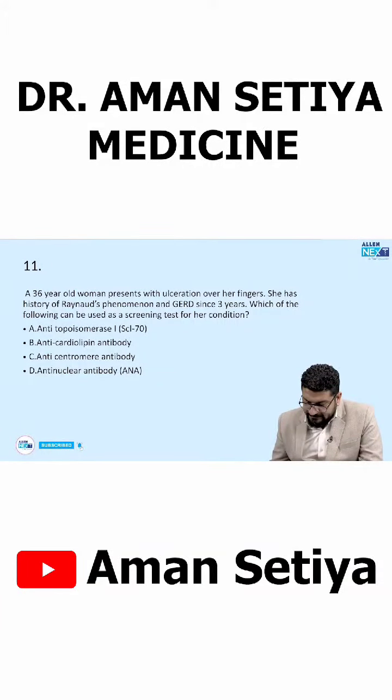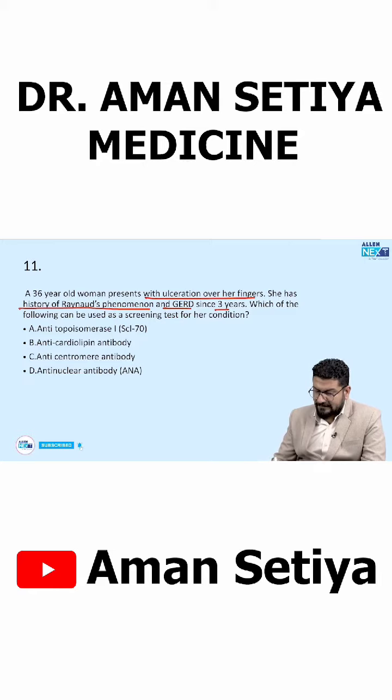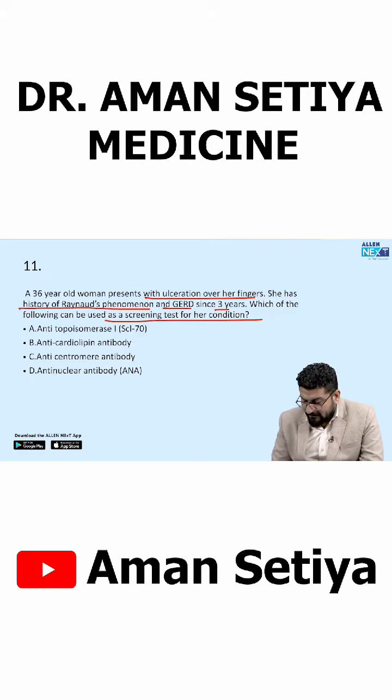Moving to the next one, that is a 36-year-old woman presenting with ulceration over her fingers. She also has a history of Raynaud phenomenon and GERD since 3 years. The following can be used as a screening test. This is a bit of a complicated question, so try to understand this. First, tell me what the diagnosis is.